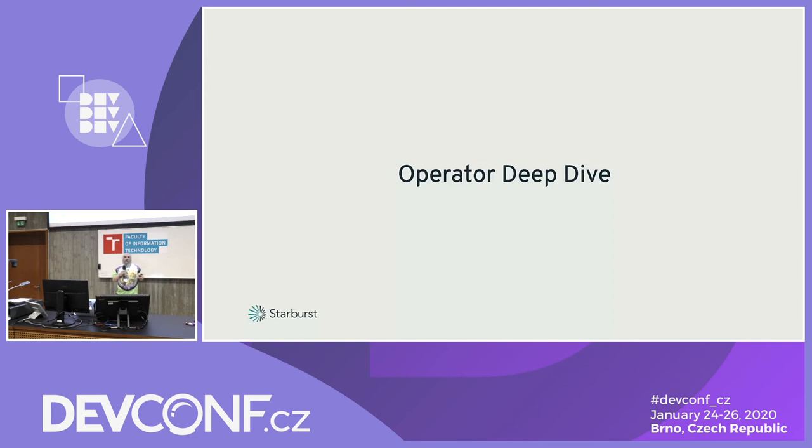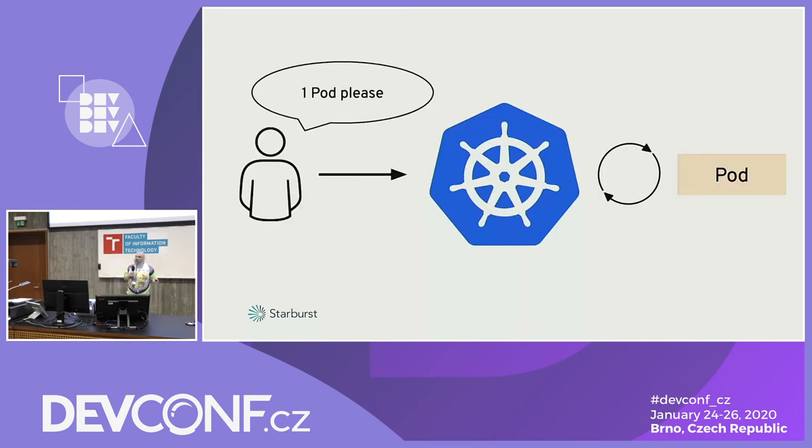How many people in here are familiar with Kubernetes operators, or the operator pattern, I should say? All right, so I'll go pretty quick through this, since probably most of you already know this. And when I get details wrong, you can just shout at me and let me know how wrong I have it, OK?